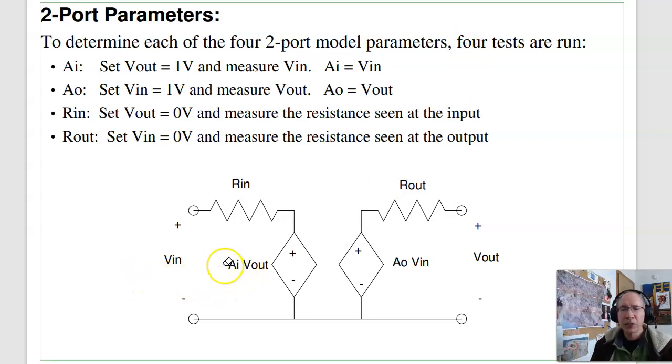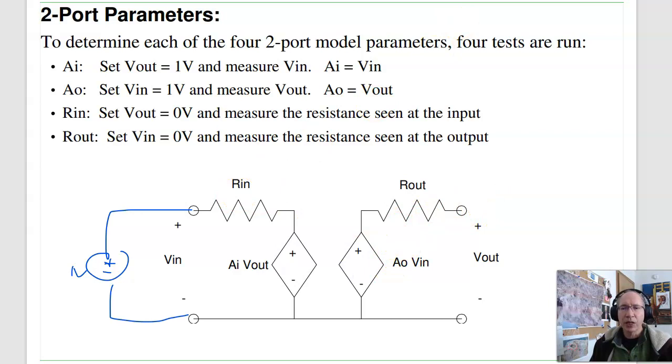suppose I want to measure AI. What I would do is apply 1 volt at the output, measure the voltage at the input, and that voltage is AI. To determine A out, what I would do is apply 1 volt at the input and measure the voltage at the output. That'll give me A out.